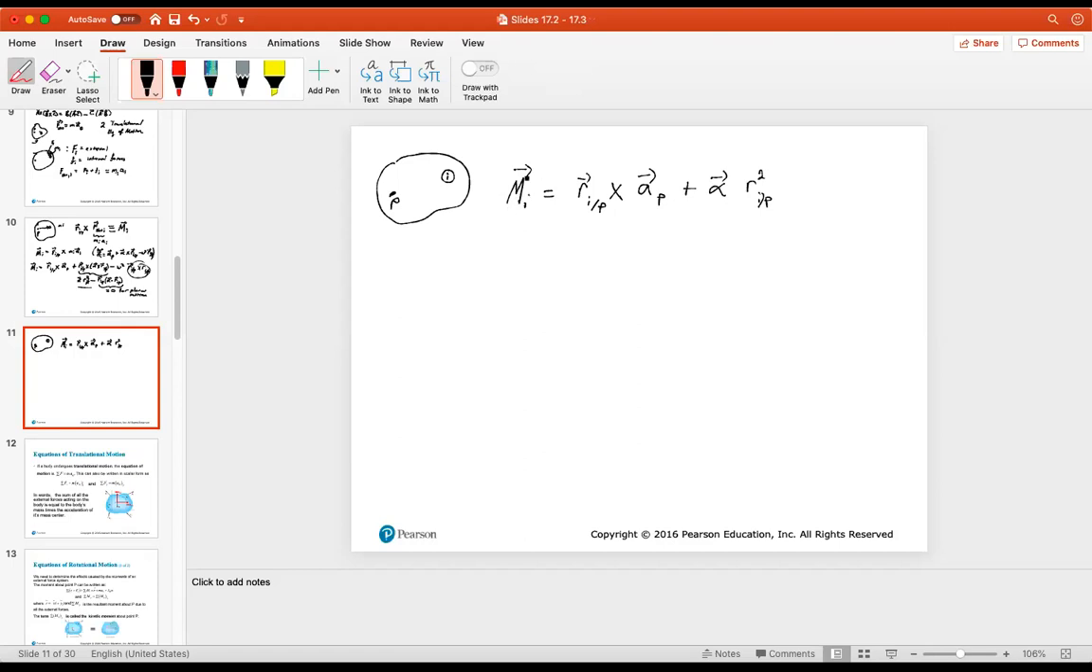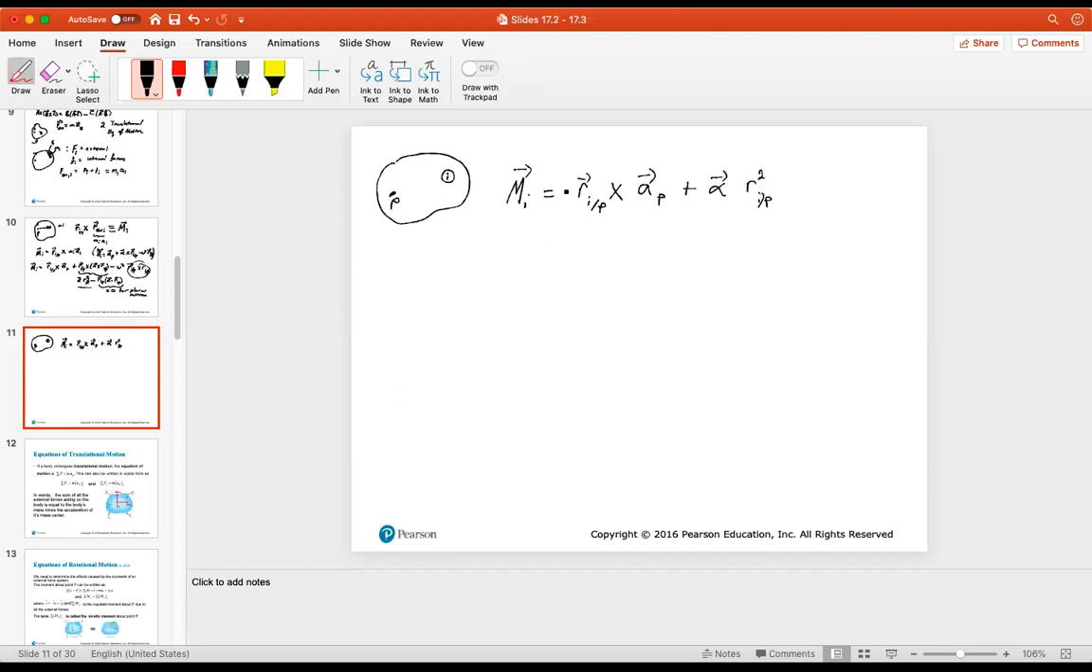Now think about this. The torque or moment will point in the z direction, alpha points in the z direction, and if you're careful and you think about it, sure enough, the acceleration is in the plane, the radius is in the plane, so this cross product will be in the z direction as well. So these are all in the z direction, so that's good. That means that these are okay.